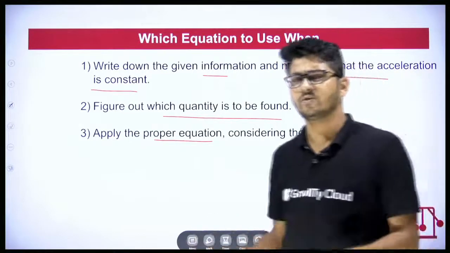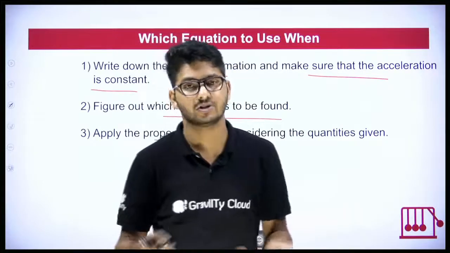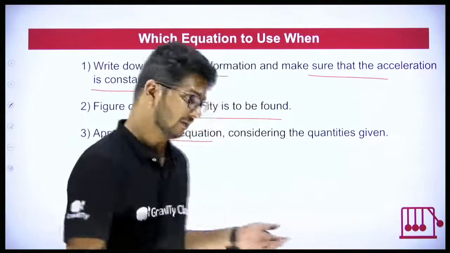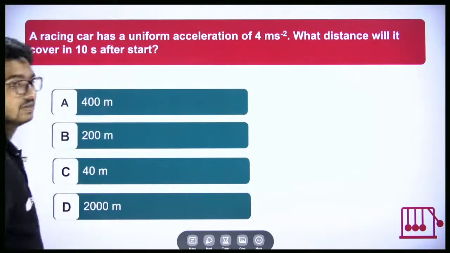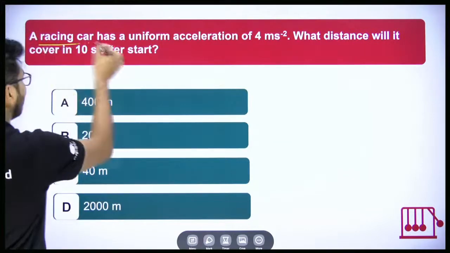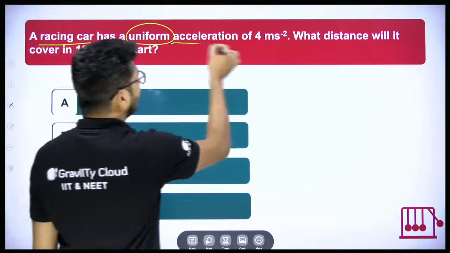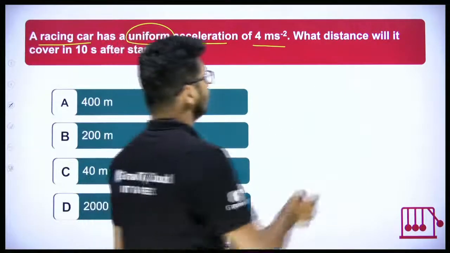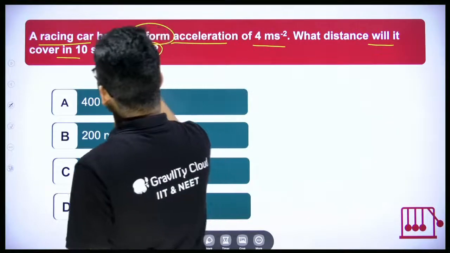Okay, so we'll go into a few problems, a few numericals, practice questions, so that you will understand things clearly. So the first question is here. It's a very simple one. Let's look at this. A racing car has a uniform constant acceleration of 4 meters per second square. What distance will it cover in 10 seconds after start?